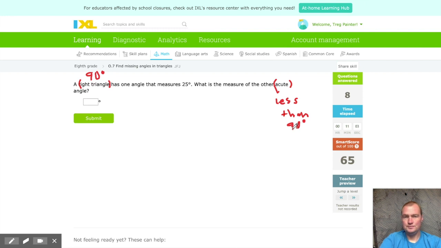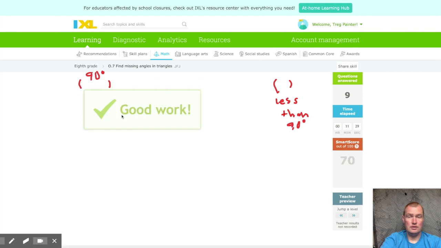All right, so we got 180. That has not changed. It's still a triangle. 180 minus a right angle of 90 degrees is still 90. And that 90 degrees minus 25 degrees leaves us with 65 degrees. So that acute angle is 65 degrees, which is less than 90 degrees. So we're pretty positive it's going to work. So there we go.